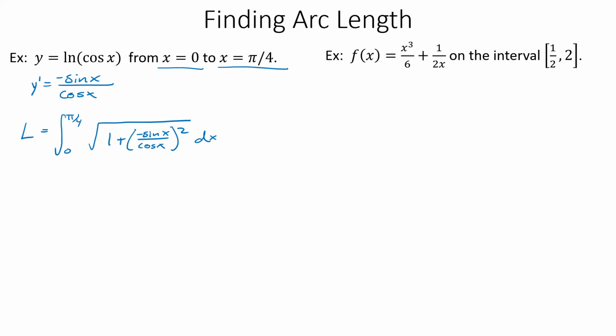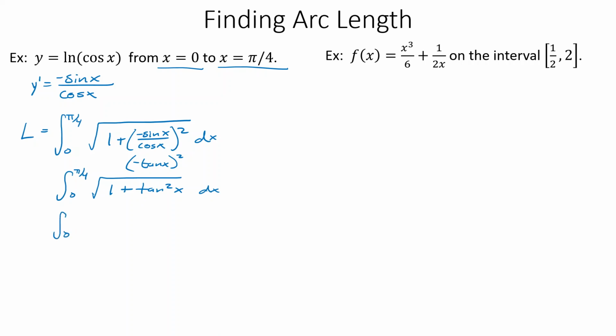All right, now bells and whistles should always go off in your head when you see sine of x over cosine of x, because sine of x over cosine x is just tangent. So this would be negative tangent of x squared. And the negative is going to cancel out when we square it. So what's going to happen is inside this square root, we're going to have 1 plus tangent squared. All right, still from 0 to pi over 4, still dx. All right, 1 plus tangent squared is one of our Pythagorean identities. All right, that's secant squared.